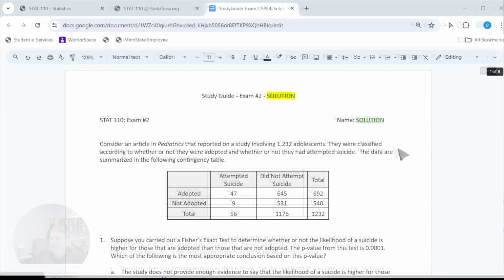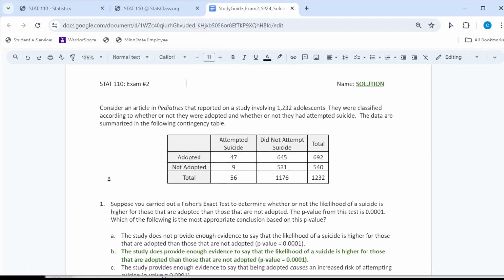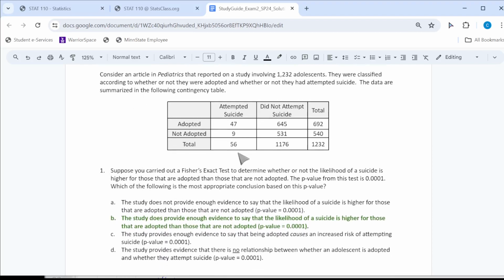All right, the first question has to do with a table that's presented to us, showing whether or not an adolescent is adopted and whether or not they had attempted suicide. So here the p-value for this analysis is set at 0.0001, so they tell us that. This p-value is less than 0.05, so we do have enough evidence for the research question.